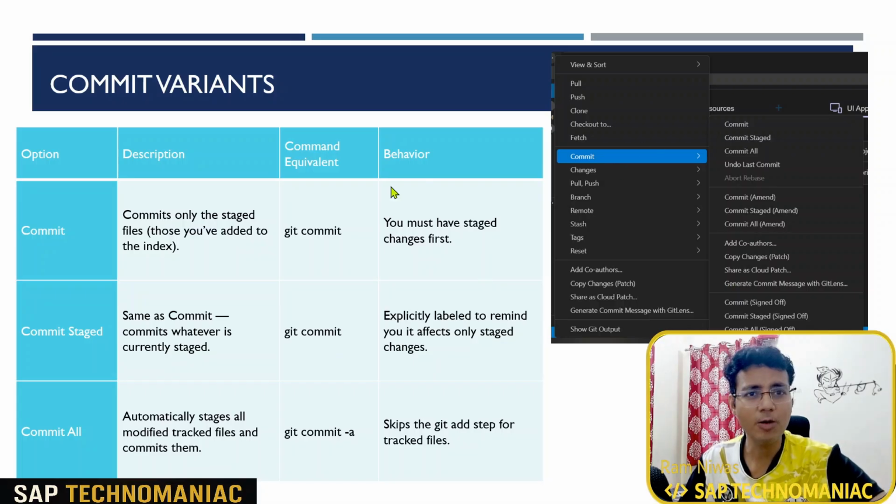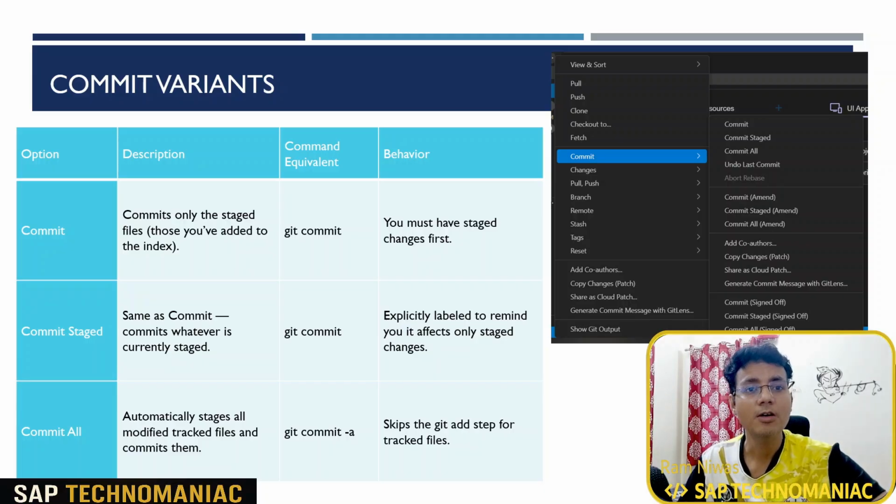Commit will normally commit all the changes which you have staged, and commit staged is also the same. So both are the same, but whenever we use commit staged, we are making sure, just verbally, that we are committing the changes which are already staged. The last one is commit all. Whatever changes you have made so far in your local repository, all the changes will be committed.